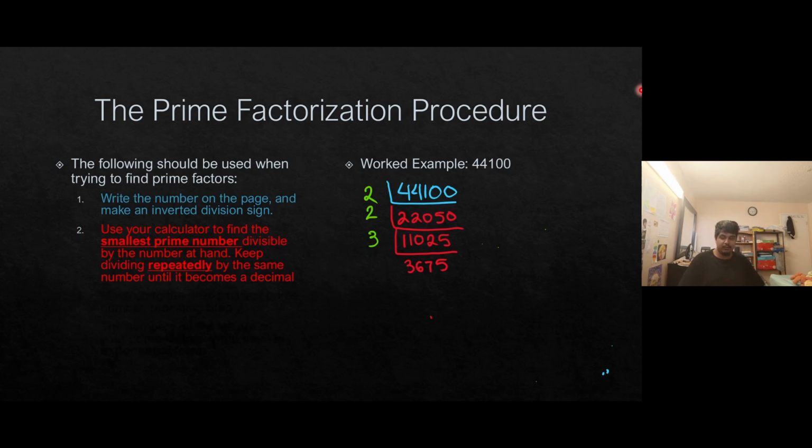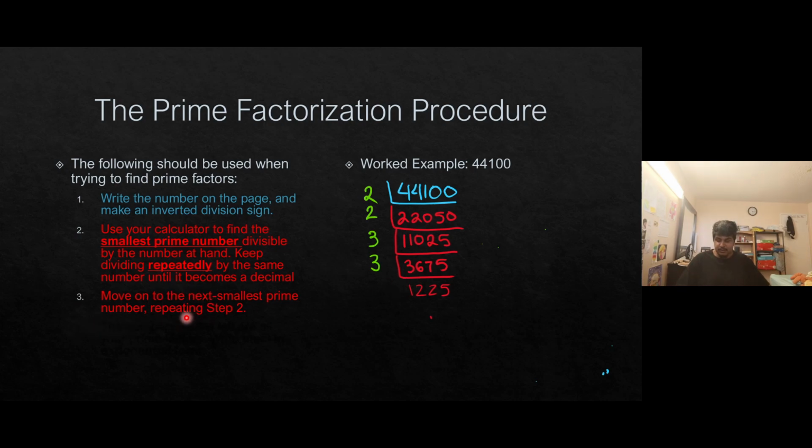Now, I want to stop here and point out something really cool. We started with this gigantic number of 44,100. And now we're at 3675. So it's amazing how small this number has gotten just in the first little bit. Let's keep going. So again, if we divide this and we break this up into 3 again, we get a value of 1225.